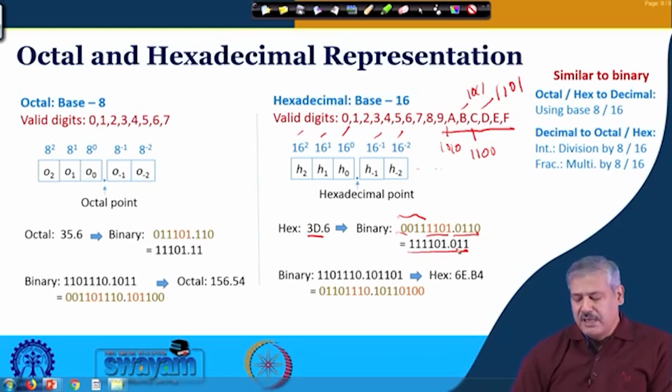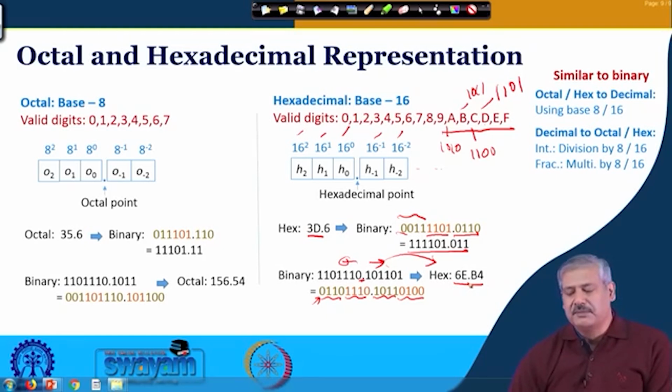And for binary to hexadecimal conversion, again you will be forming groups of 4, starting from the binary point as reference. For the integer part you will go towards the left, and for the fractional part you will go towards the right. Keep forming groups, and if required you add some leading or trailing zeros, and then you convert to the corresponding hexadecimal, and the job is done.